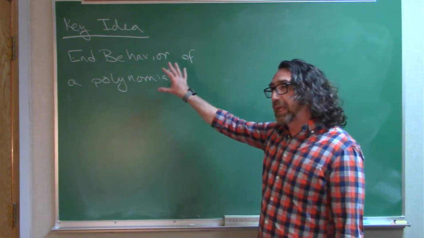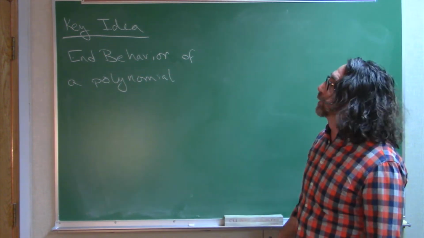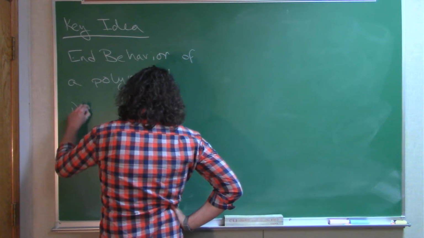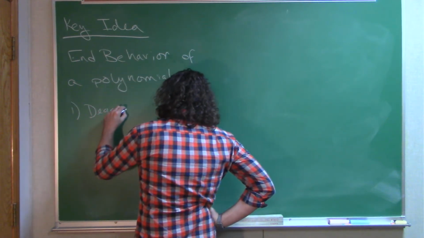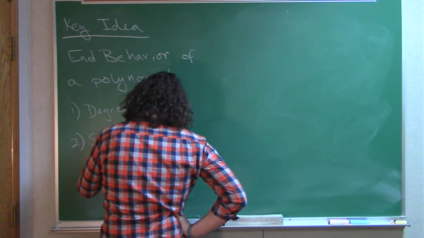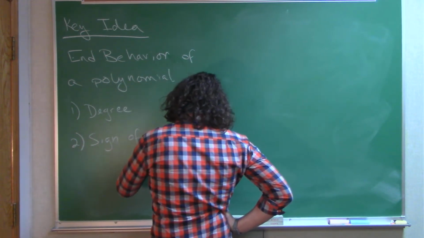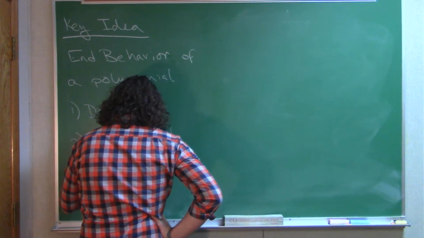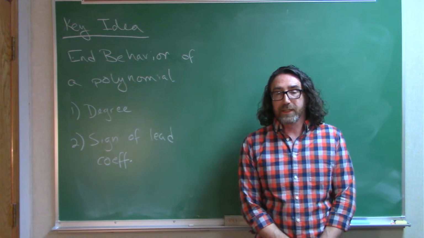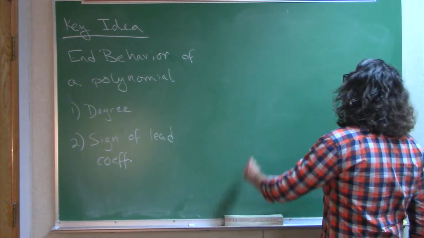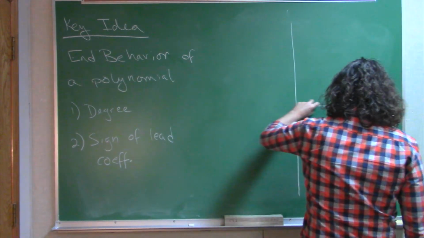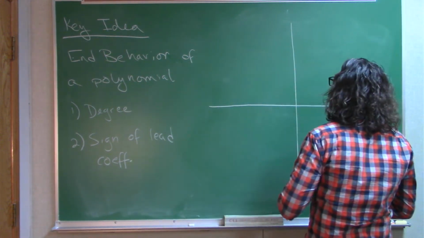Okay, so the end behavior of a polynomial is going to be determined by two factors: the degree and the sign of the lead coefficient. Both of these are ideas that we discussed in our previous video. So I'm going to make a little table here of a bunch of partial graphs.